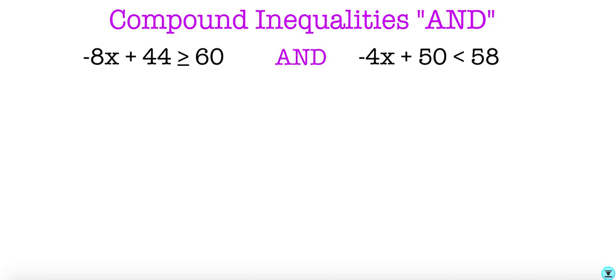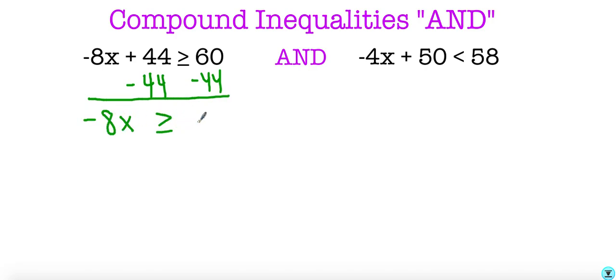So here we have another example, and we're going to do the same thing. We're going to get x by itself. So by isolating x, we have to first subtract 44 on both sides of the inequality. Negative 8x is greater than or equal to 16. And divide by negative 8 on both sides to get the x by itself. Cancels out. X is greater than or equal to negative 2.